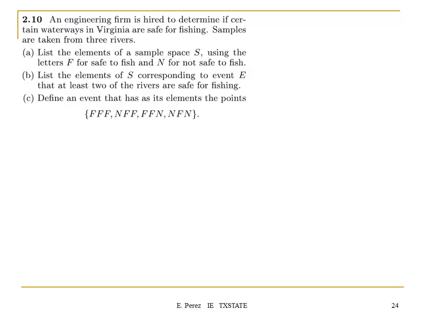Okay, so this is an engineering firm that is hired to determine if certain waterways in Virginia are safe for fishing. So you're taking samples from 3 rivers. And we need to list the elements of the sample space using the letters F for safe for fish and N for not safe to fish. So using that notation, how many outcomes are we going to have? So 3 rivers, 2 options for each river.